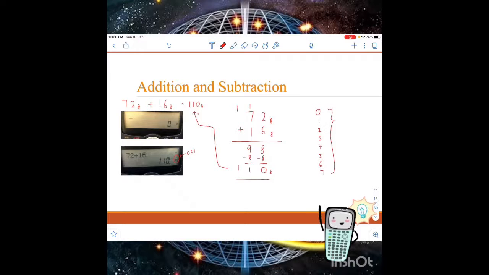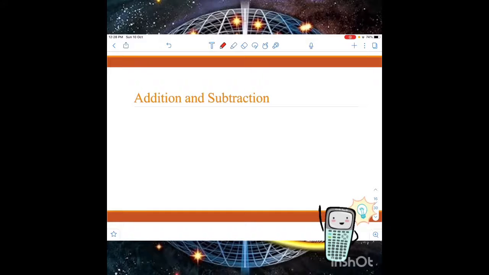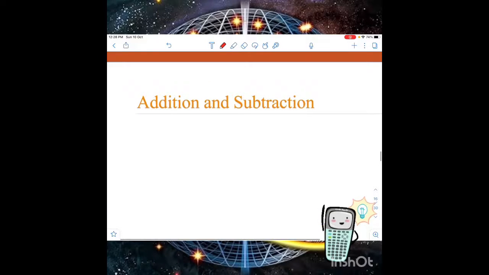Now I'm going to give you another example so that you can have a better idea about the additions of number bases. I'm going to give you an example in base 5. So 1, 4, 2, base 5 plus 3, 3, base 5. So how to do the additions? We're going to have 1, 4, 2, base 5 plus with 3, 3, base 5. Bear in mind that this one is a base 5 number.